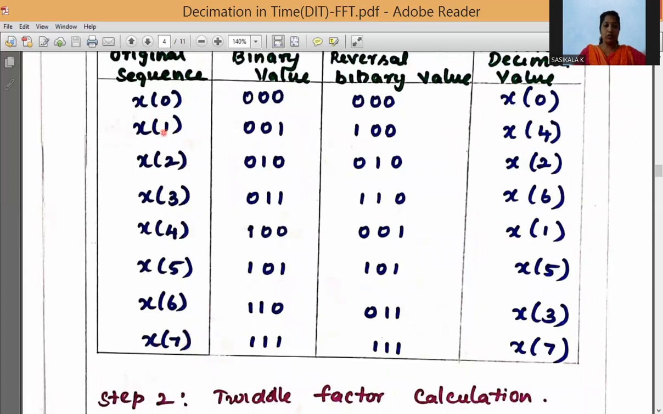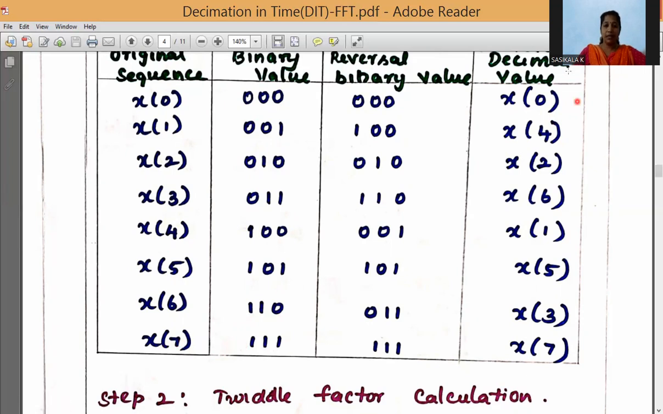That is x of 0. This small x is the input: x of 0, x of 1, x of 2, x of 3, x of 4, x of 5, x of 6, and x of 7. So 3 bits are used to indicate each number. 0 can be represented as 0, 0, 0, 1 as 0, 0, 1, 2 as 0, 1, 0, 3 as 0, 1, 1, 4 as 1, 0, 0, 5 as 1, 0, 1, 6 as 1, 1, 0, and 7 is represented as 1, 1, 1.